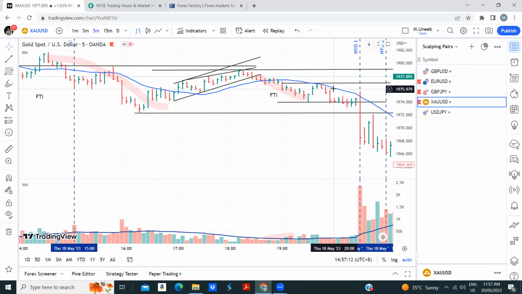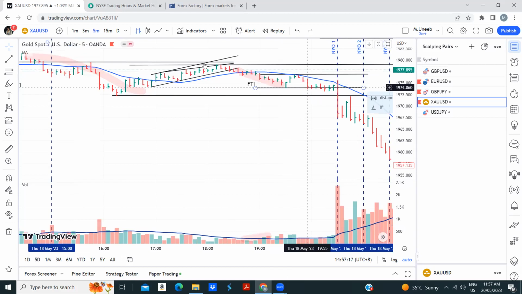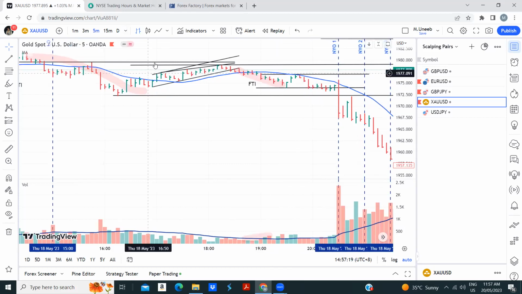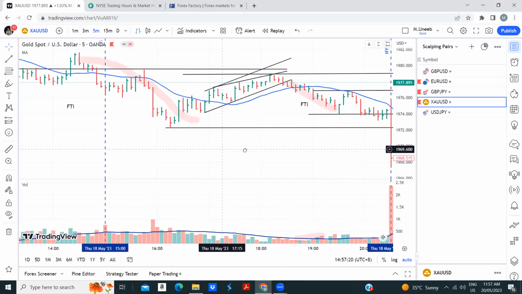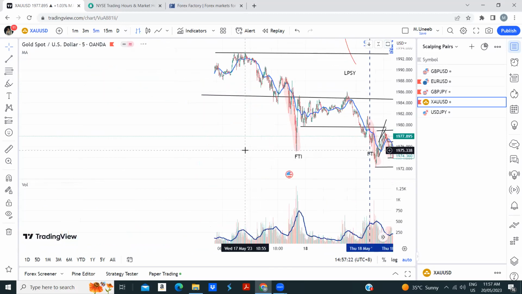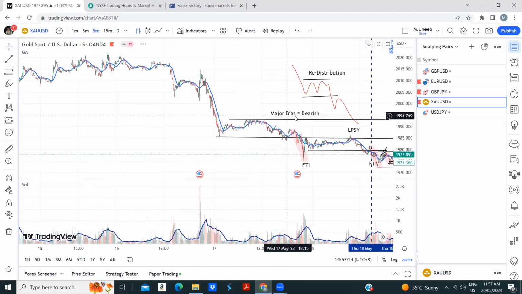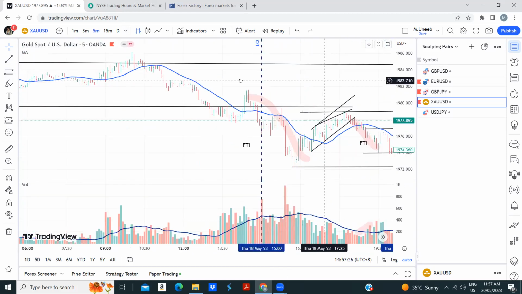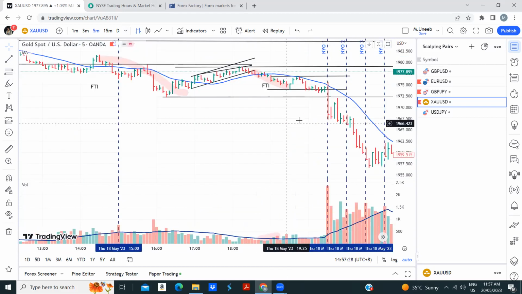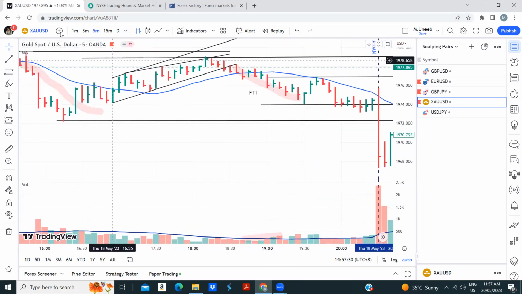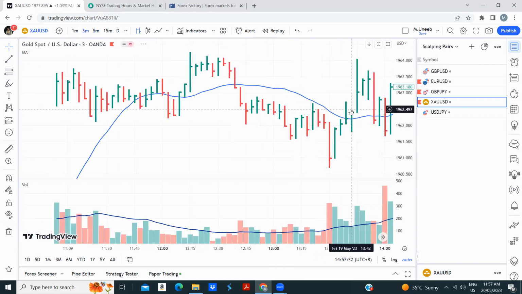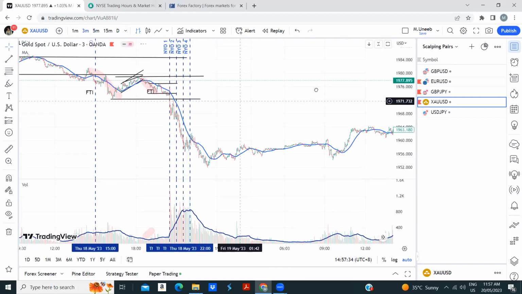Hello? Yeah, right, correct. Okay. This is redistribution. And as you know, the short-term bias is also, the long-term bias, as we identified earlier, was bearish. Major bias bearish. Short-term bias is also bearish. Now we have two biases here. Very easy, right? So go to the 3-minute time frame and we look for the entries.